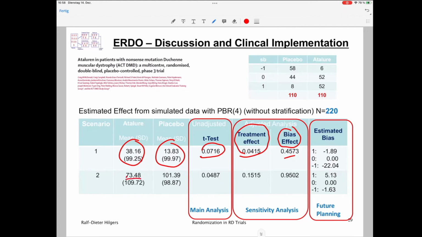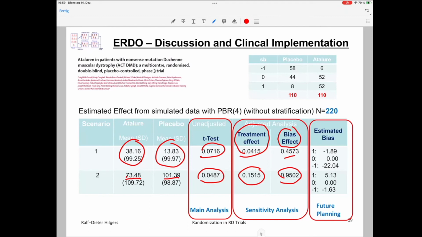So here I put a similar treatment difference like in the above scenario. I have an unadjusted p-value of 0.0487, significant, but if I do the reanalysis with the bias effect, I found that the treatment effect was, let's say, promoted by the bias. So you can have both situations. Okay.